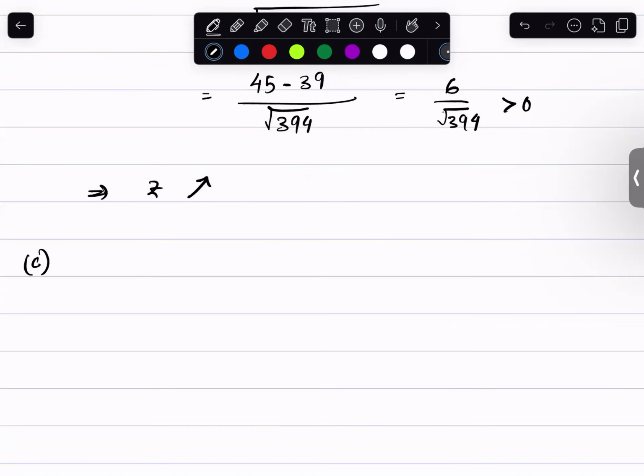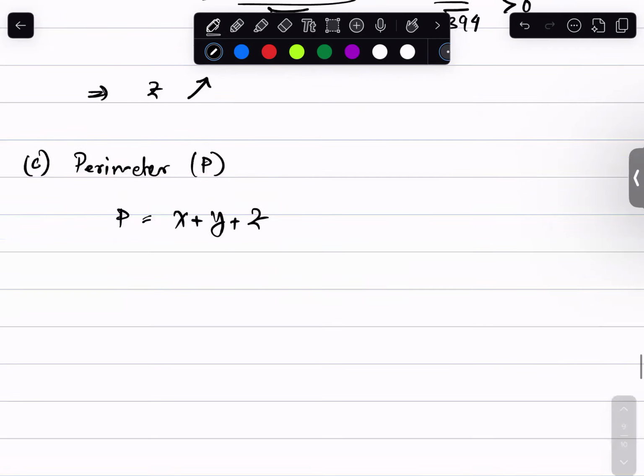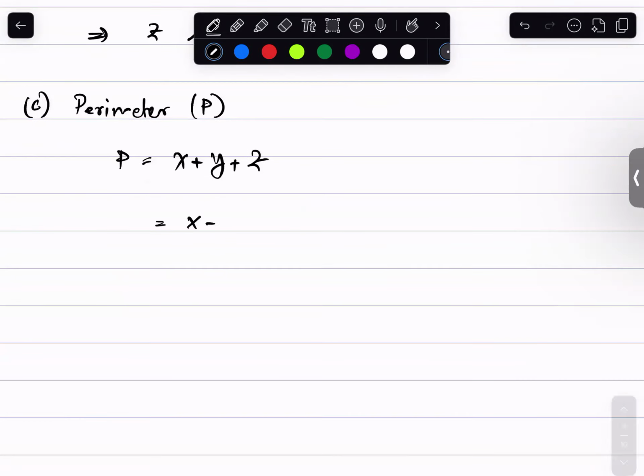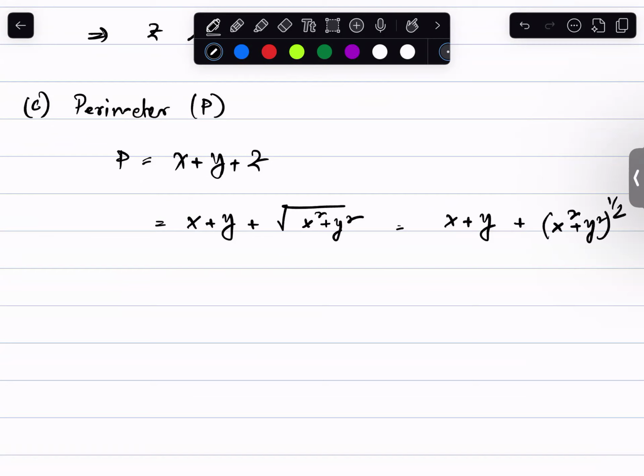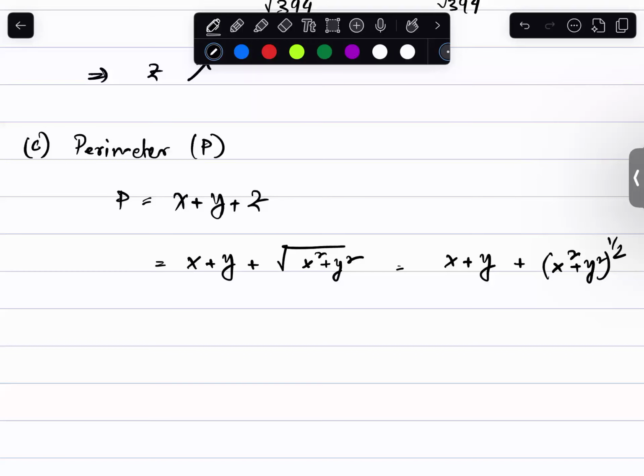For part C, I need to figure out whether the perimeter is increasing or decreasing. So my perimeter P is x plus y plus z, right? So I know that this is nothing but x plus y plus the square root of x squared plus y squared, which is just x plus y plus (x squared plus y squared) to the half. Okay, so I can take the derivative.